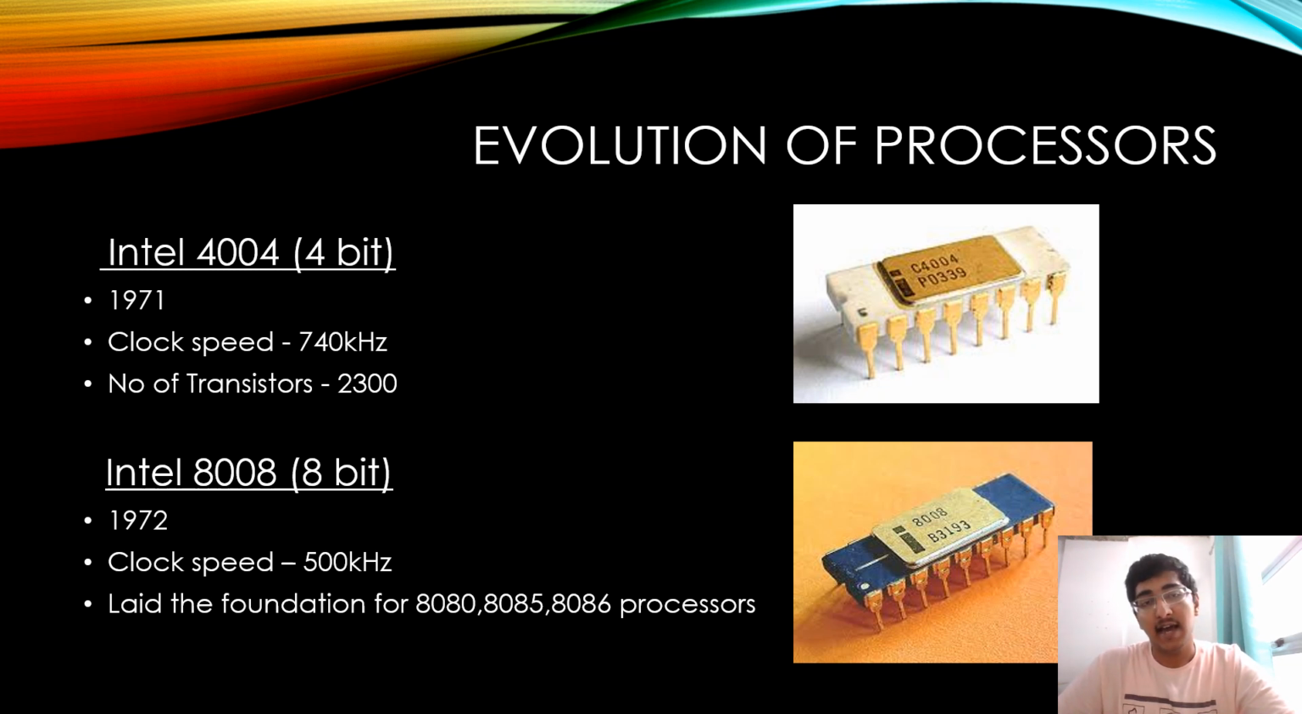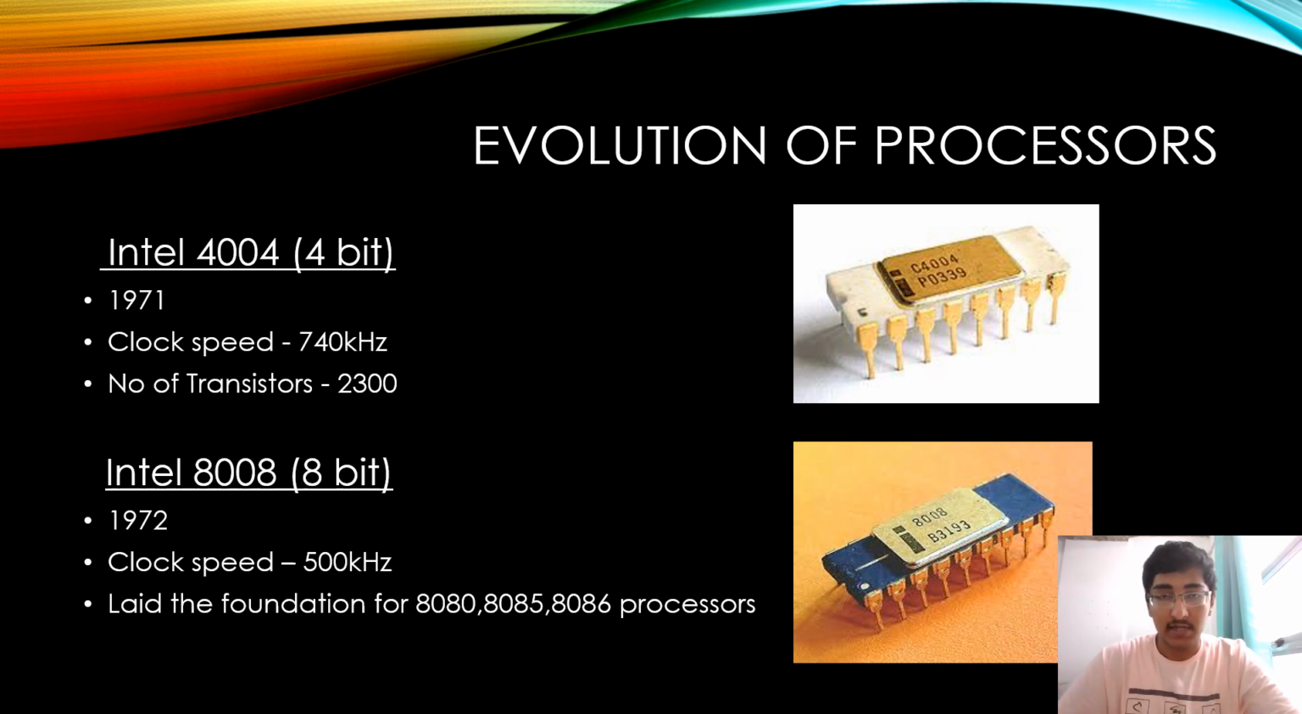Moving on, we have Intel 8008, the next one in the list, which is a transition from the 4-bit to the 8-bit. This was the first 8-bit processor and it was actually a replacement for the Intel 4004. It was made in 1972. It has a clock speed of 500 kilohertz, and this processor laid the foundation for Intel 8080, 8085, 8086 processors.